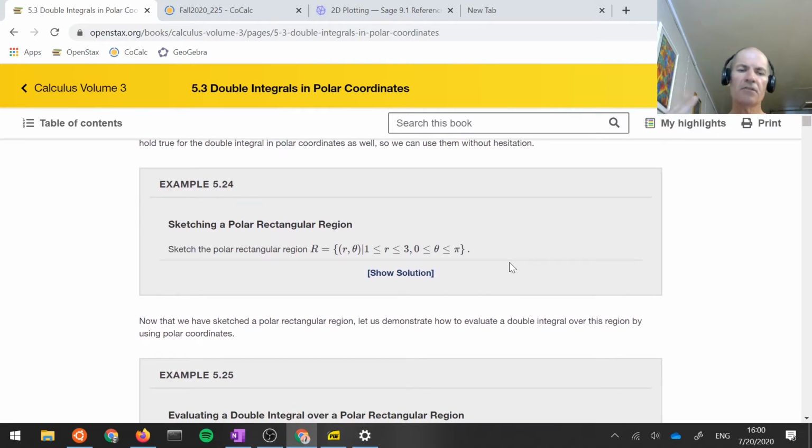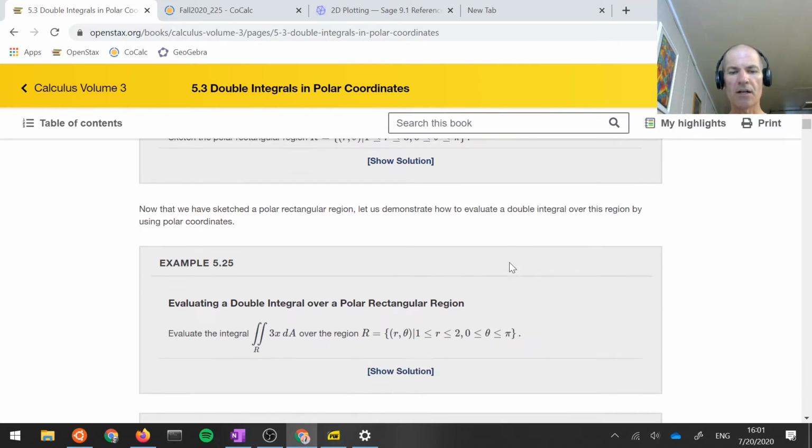A lot of this really involves you being able to accurately describe regions of integration in polar coordinates. So it's a bit of a review of that opening chapter where we talked about polar coordinates. I'm going to just review that as we go through some of the exercises.